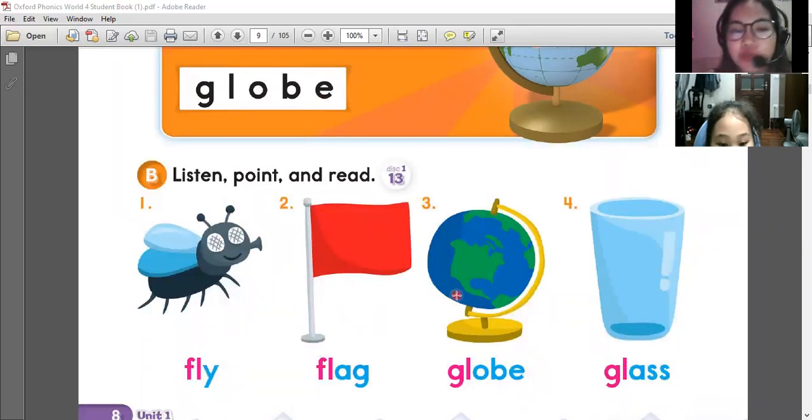Okay, now I want you to read each. Number one, what's this? Okay, number two, flag. Flag. Okay, very good. Do you know what's a flag? Yes, a flag. Like Vietnam flag. All right. American flag. Philippines flag. Oh, okay. So this is what a flag looks like.